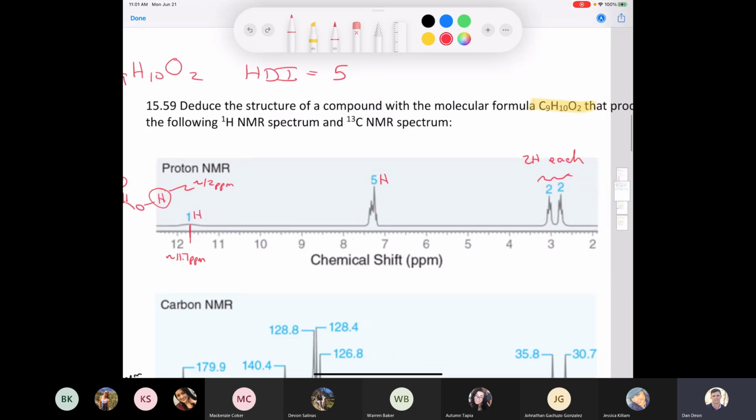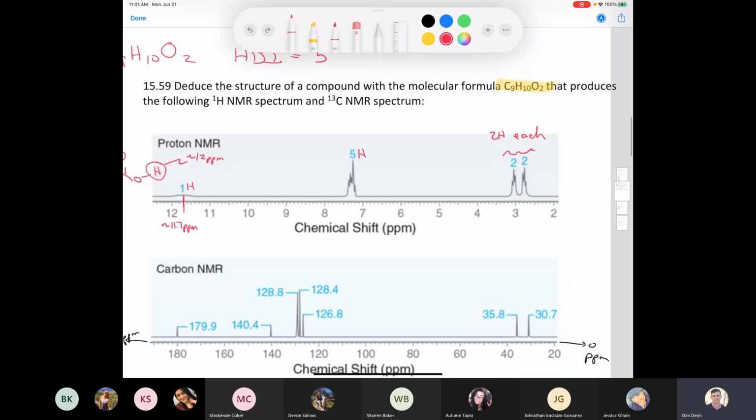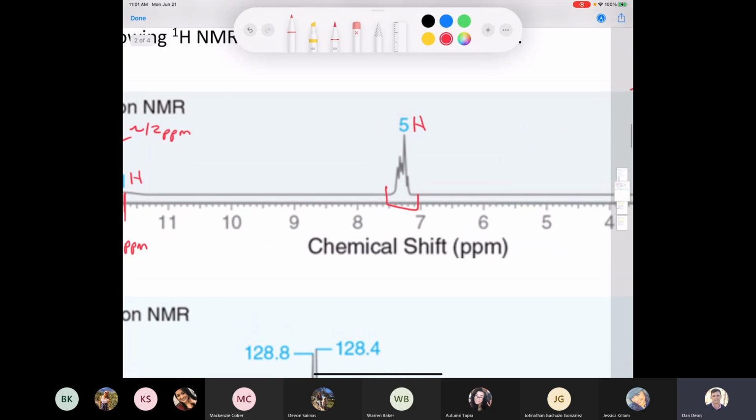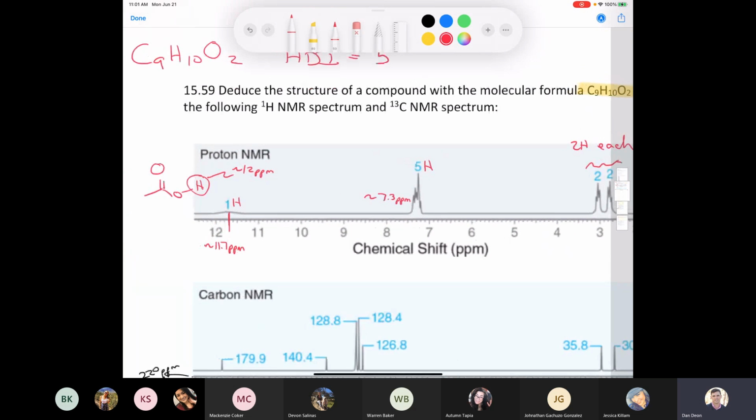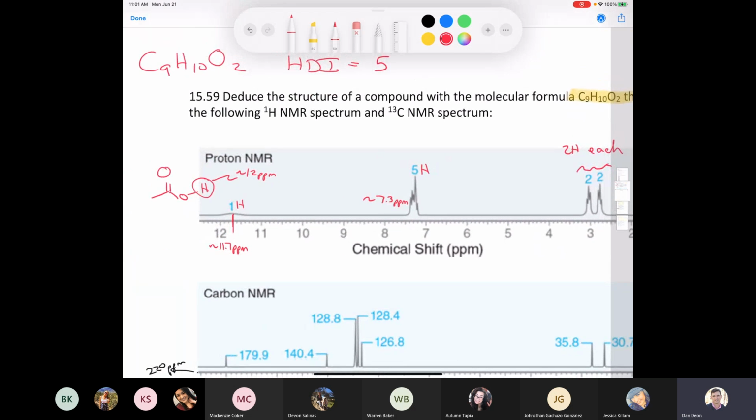Now I have another question for you. You notice that there's a multiplet here at around 7 point what? It looks like it's around 7.2, 7.3 parts per million, maybe around 7.3 parts per million. Could anybody guess what type of functional group would give us 5 protons around 7 parts per million, based off of the typical values for proton NMR shifts?